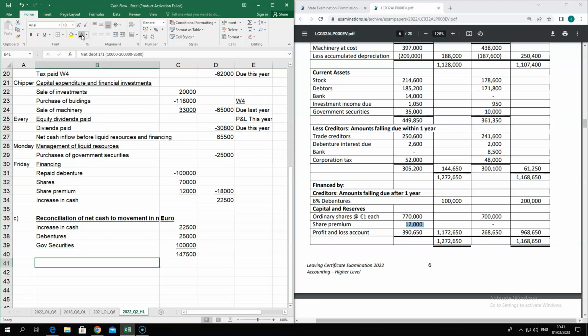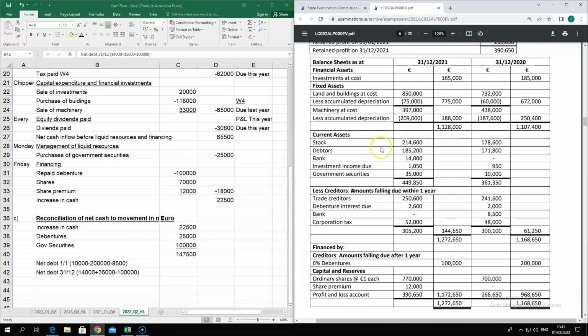Okay, now we get our net debt at the start of the year and our net debt at the end of the year. Now, how do we work out these? So, at the start of the year, we're looking at the right hand column. We've no money in the bank, but we have government securities at 10 grand. So you're starting with 10,000. You owe the bank 8.5, so 10,000 minus 8.5 minus our debentures of 20 grand. So you see here in this little work in here, so 10,000 minus the 200 of a loan minus the 8,500 you have a bank overdraft. So your net debt at the start of the year was 198,500.